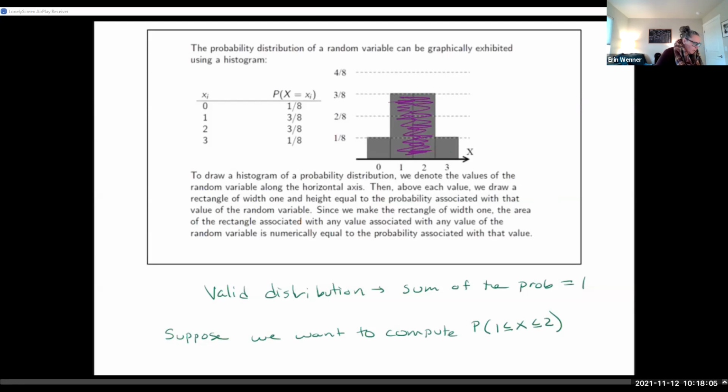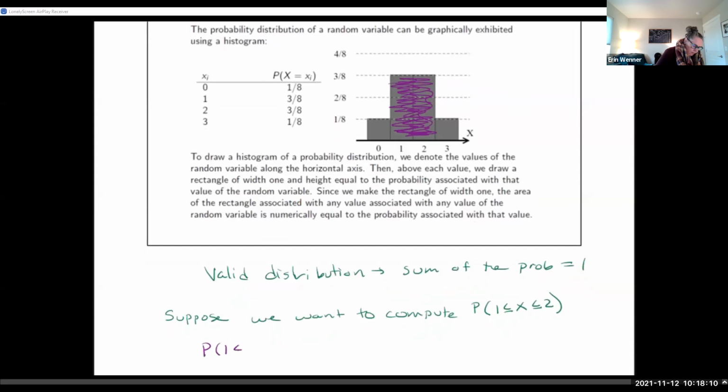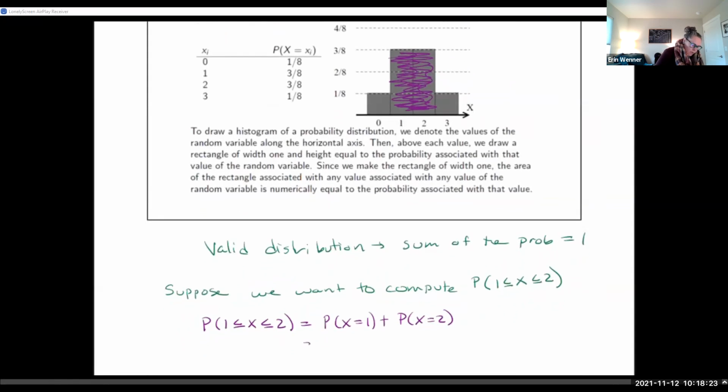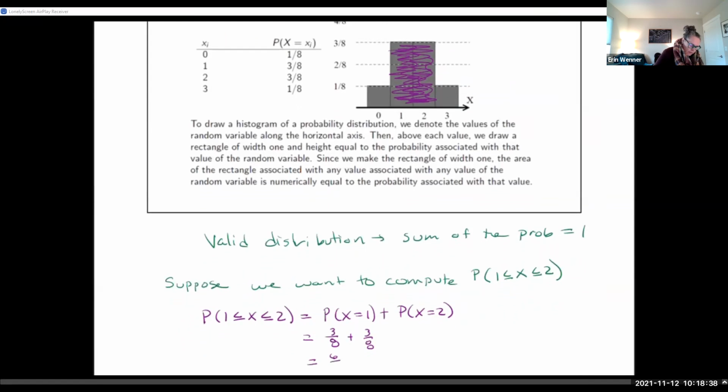So the probability of x greater than or equal to 1, but less than or equal to 2, is the probability that x equals 1 plus the probability of x equals 2. So from our histogram, we can pull that information because we see the box where x is equal to 1 has 3/8 for what it represents, the area there. Probability that x equals 2 also has 3/8. So we can add those together, giving ourselves 6/8, which we know we would then reduce.